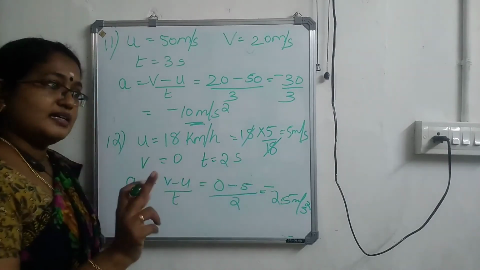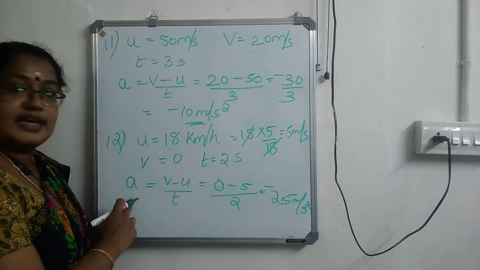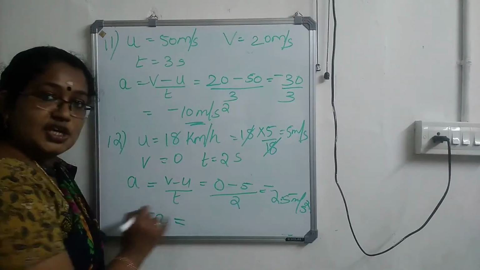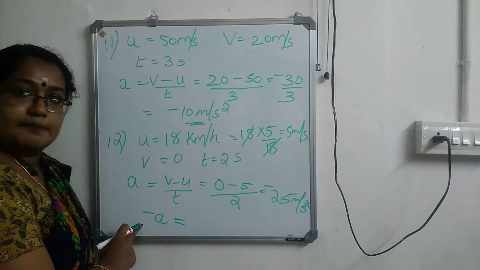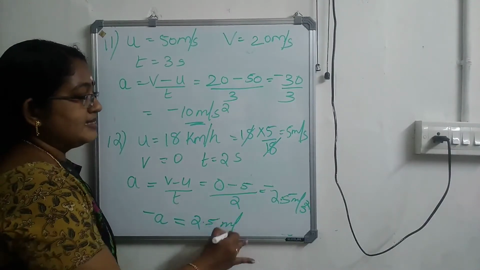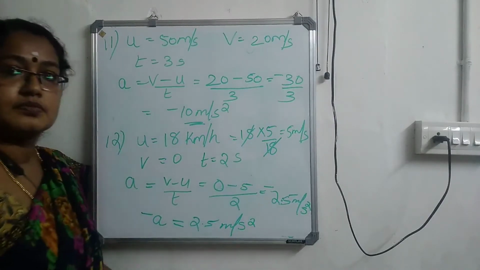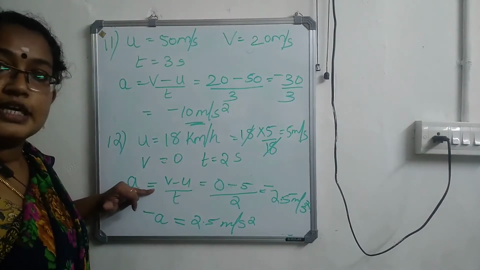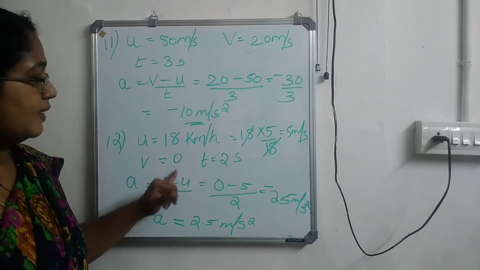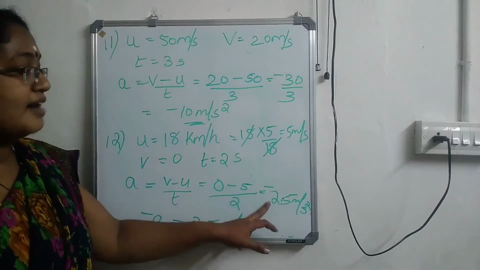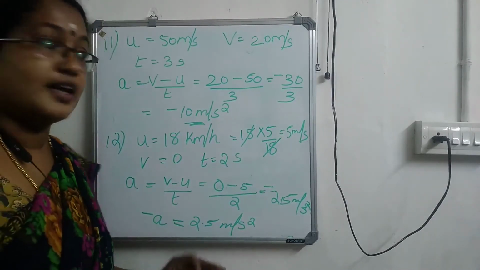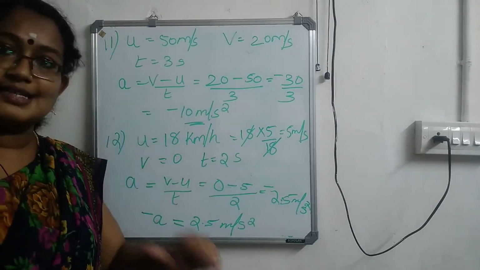But what is this minus 2.5 meter per second square? That is acceleration. So if it is retardation, retardation is minus A, then it will be 2.5 meter per second square. We used the equation to calculate acceleration. Acceleration is equal to V minus U by T, and we got the answer as minus 2.5 meter per second square. So that is the answer for acceleration.